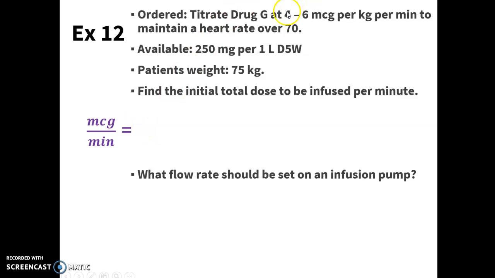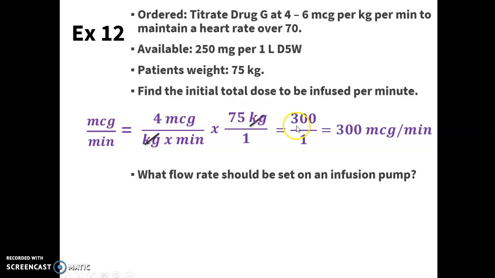Now, again, we start with the lowest one first, and it looks like our 4 micrograms should happen per kilogram per minute. All right, so here we go. 4 micrograms needs to happen per kilogram per minute. So I've got the micrograms, I've got the minute of my desired answer, but I do need to get rid of kilograms. Now, they did tell us our patient weighs 75 kilograms, so that should get rid of kilograms for us. And we should get 300. Our 75 kilogram patient is going to get 300 micrograms every minute.